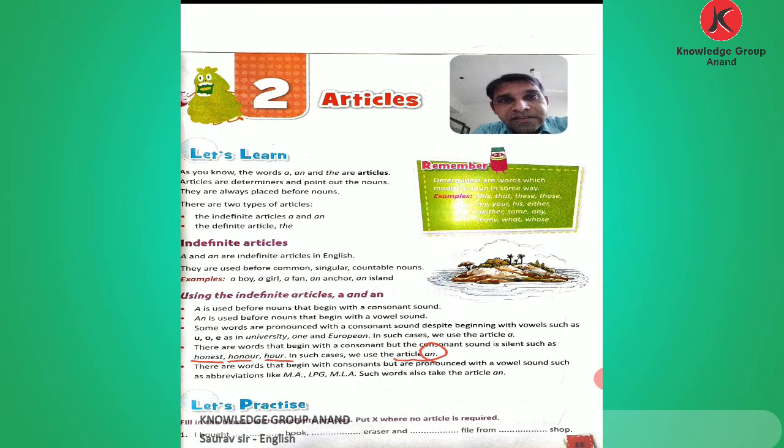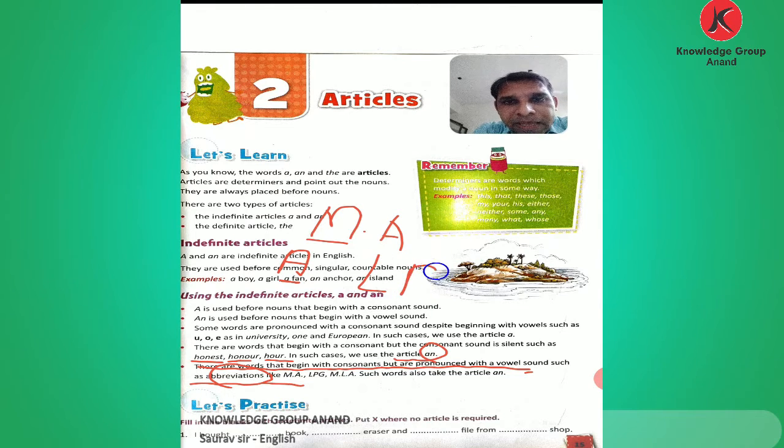Okay, and there are some abbreviations, words that begin with a consonant but are pronounced with a vowel sound. Abbreviation, short form, like MA. How do we say it? The first letter M is pronounced with a vowel sound, em. Then L, P, G.